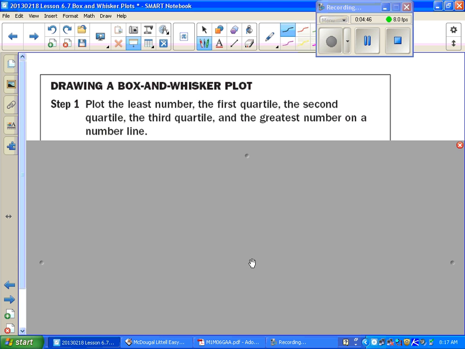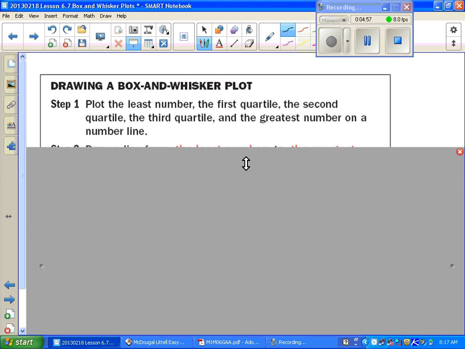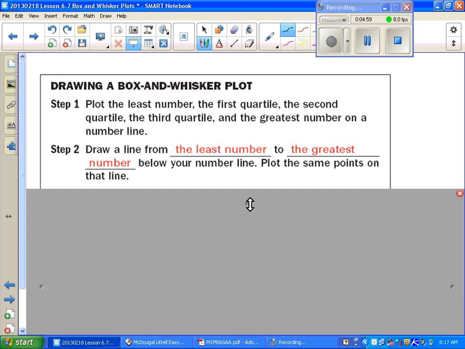Drawing a box and whisker plot, here are the steps that you need to follow. Plot the least number, the first quartile, the second quartile, the third quartile, and the greatest number on a number line. So once you have your values of all of them, you need to draw a number line from least to greatest, or the smallest one to the greatest one.